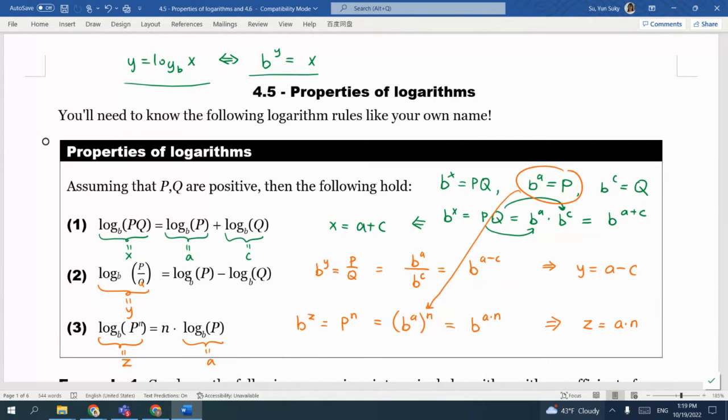Yes, everybody? So what does log do? If we have a power on the p, it brings the power down in front. So log breaks the products into sum, it breaks the quotient into subtraction, and it brings the exponent down in front. Okay, everybody? So those are the log rules.